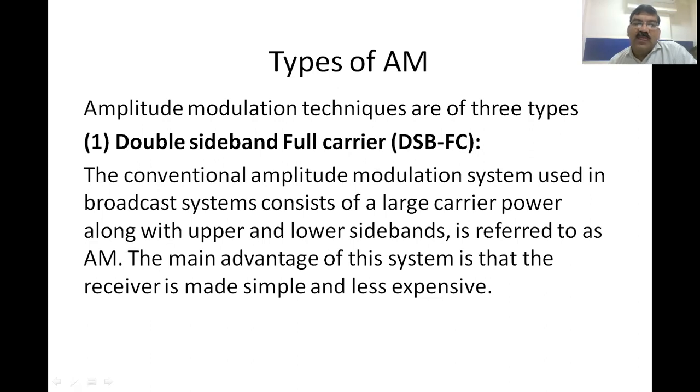The main advantage of this system is that the receiver is made simple and less expensive. So this is the very fundamental system, double sideband full carrier, that is, we are transmitting with full carrier. Now, the two advantages here we have mentioned. The very first is that it can transmit for a longer distance because power content is more. So for the broadcast, the system can be used.